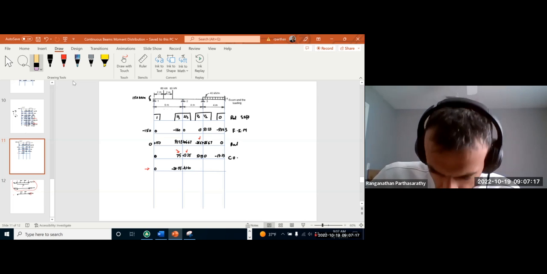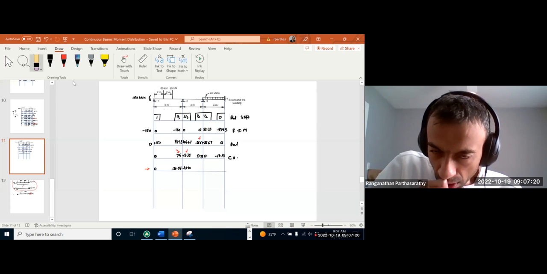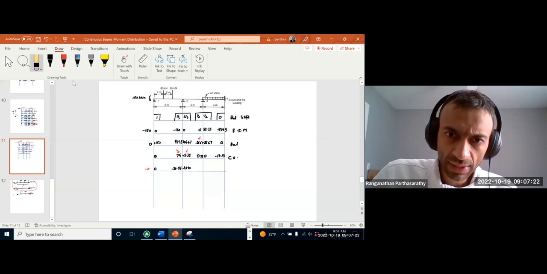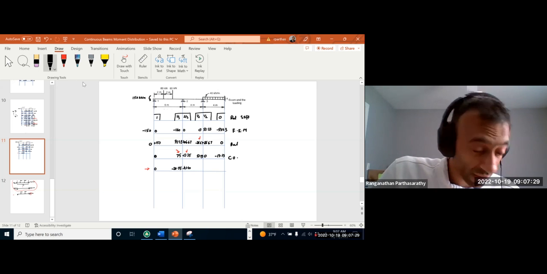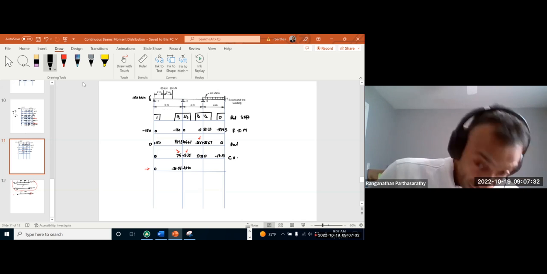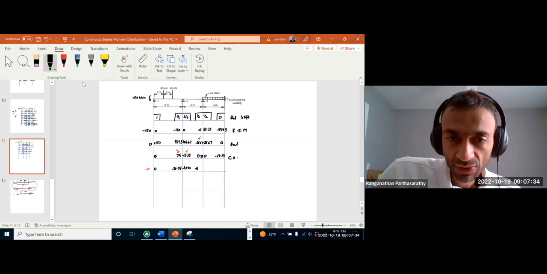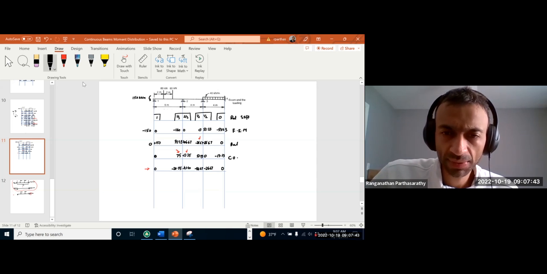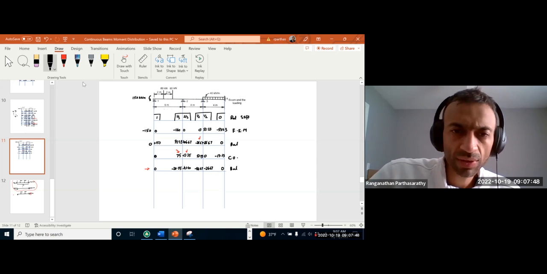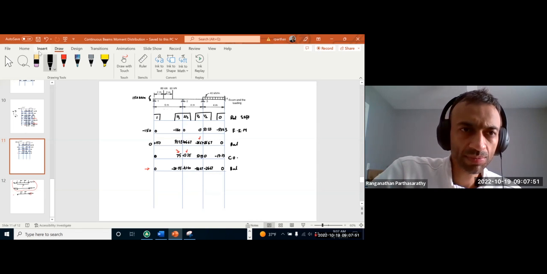Here, 53.33 and 0. So we need to apply negative 53.33. That means half and half. We need to apply negative 26.67, negative 26.67. Here is a fixed end, so no need to do anything. So that's the balancing step. Now we do carryover again.